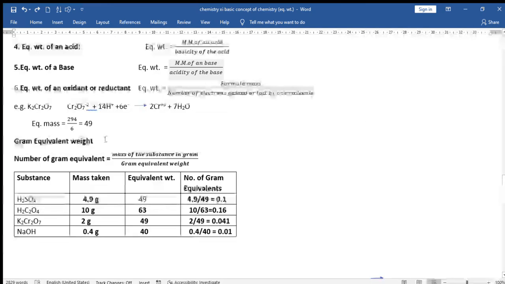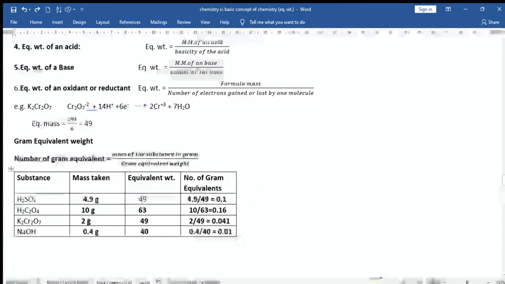Next is gram equivalent weight. When equivalent weight is expressed in gram, it is known as gram equivalent weight. Next is how to calculate the number of gram equivalents. If we know the mass of the substance in gram and the gram equivalent weight, then we can calculate the number of gram equivalents of any substance.